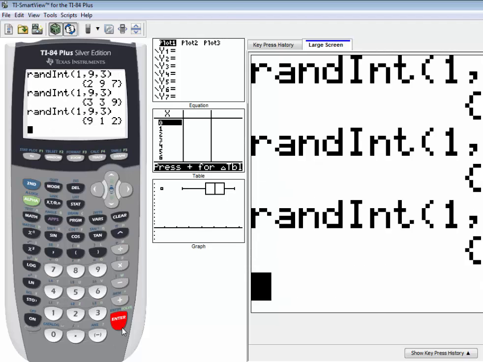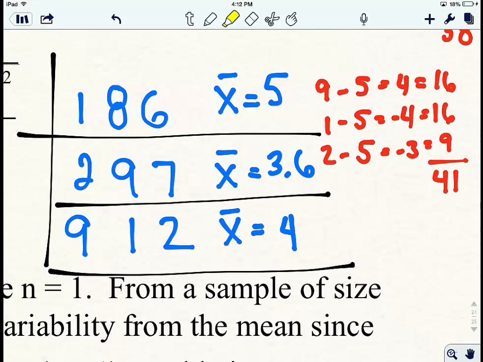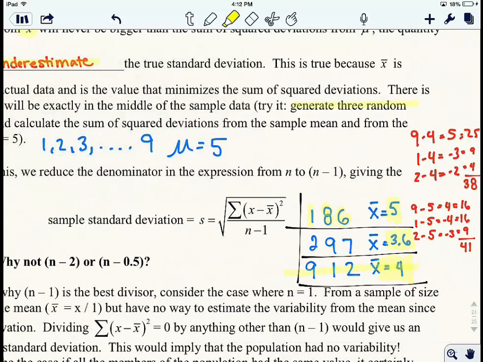9, 1, and 2. Here I've written down the sample data. So we got 1, 8, and 6; 1, 2, 9, and 7; and 1, 9, 1, and 2. I found their averages. Notice that they vary when we know the true average is 5. And we're going to go ahead and use this data and find the differences of their data minus the sample average, which would be this. So 9 minus the sample average of 4 gives a difference of 5.